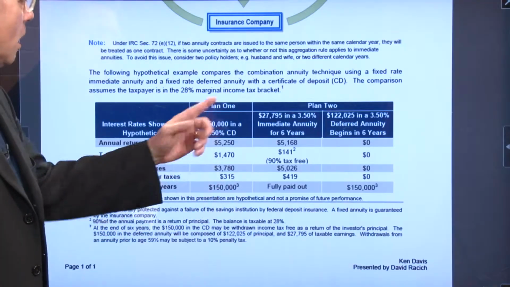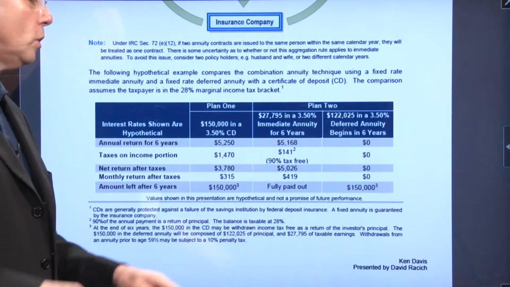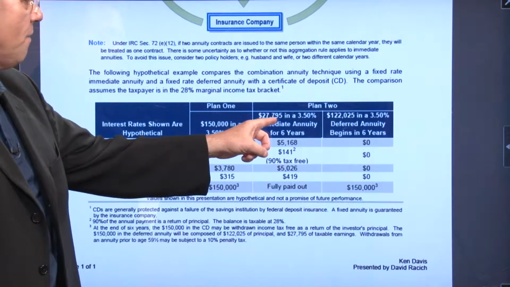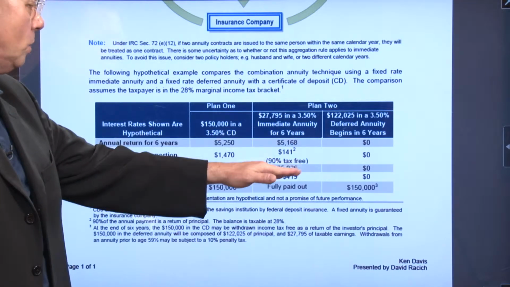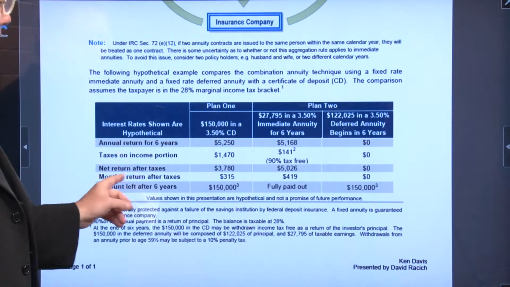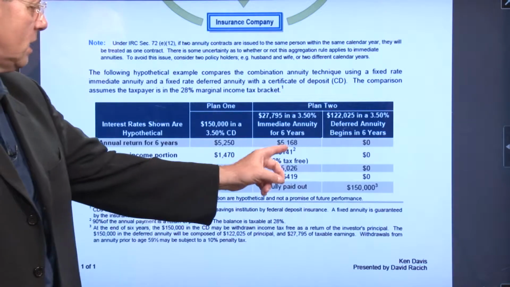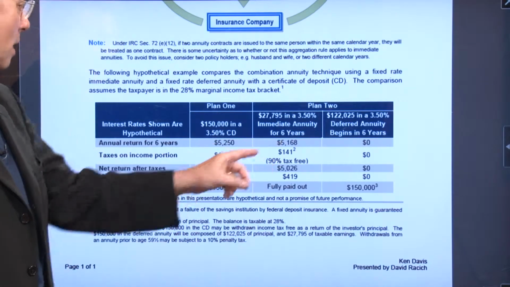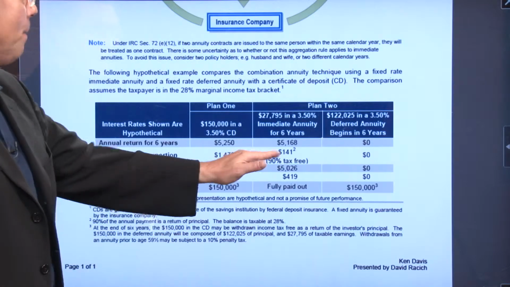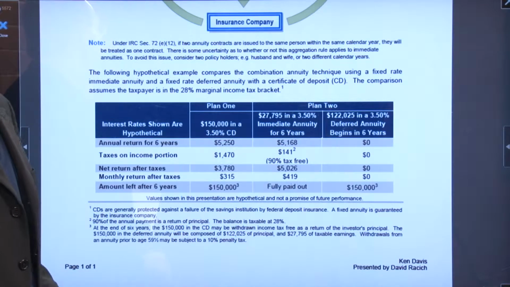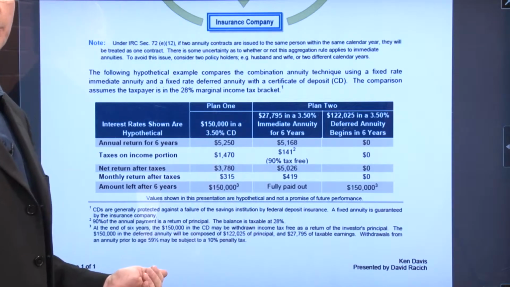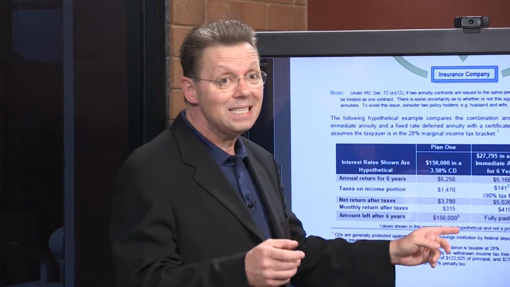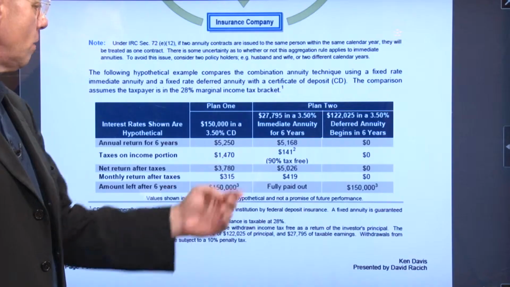Now, what I've done is I've taken $150,000 and I'm going to split it between the two annuities. I'm going to give them $27,795 at 3.5% into an immediate annuity for 6 years. That generates an income of $5,168. Actually, in this example, the bank looks like it wins. But the problem is that 90% of that payout is going to go tax-free because it's actually a return of principal. So I'm going to look at that number. I'm going to have to pay my tax on the portion that is gain, is taxable, and that's $141.